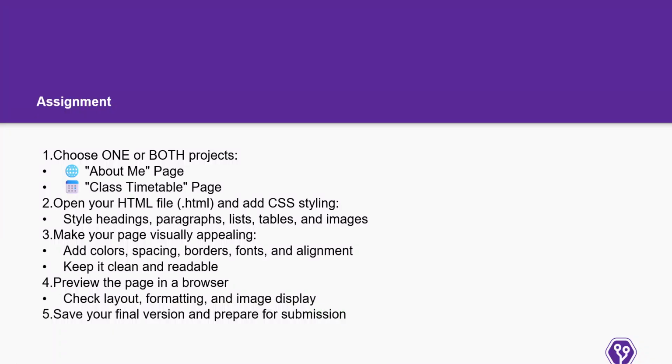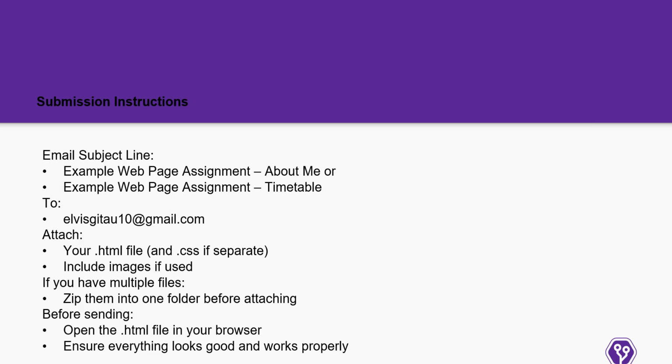For the assignment, this extends what we did yesterday. It's an advancement of the assignment that you were supposed to do yesterday. You were supposed to create an about me page, just a small portfolio about yourself, or you can create a class timetable. What you'll do is style your headings, paragraphs, lists, tables, and images using the CSS concepts that we have learned today. Make your page visually appealing and try to keep it clean and readable. Then you can submit it to my email address. I'll put it in the document.